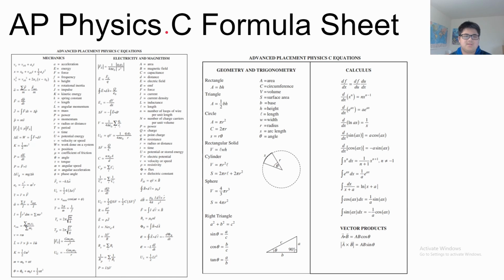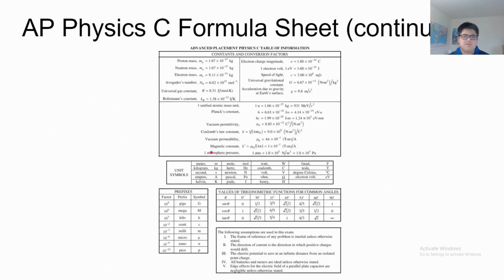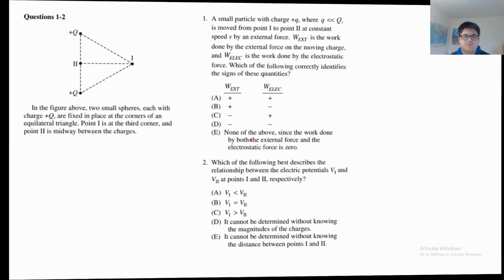Here's the AP Physics C formula sheet. This formula sheet will be given to you when you take the AP Physics C Electricity and Magnetism exam. It will also be given to you when you take the AP Physics C Mechanics exam, and it includes many constants and unit symbols and all that good stuff. Most likely you wouldn't need to use much of this, but it would definitely be helpful. Anyways, let's get into the first question.